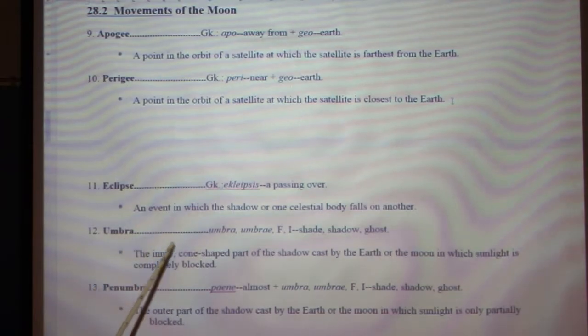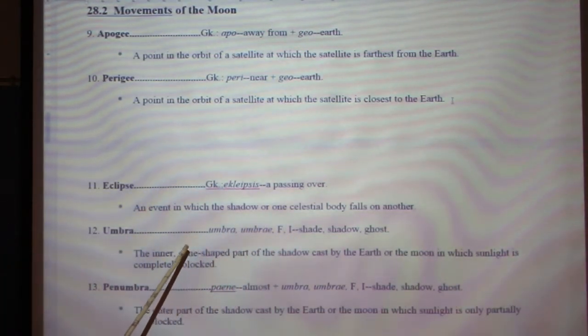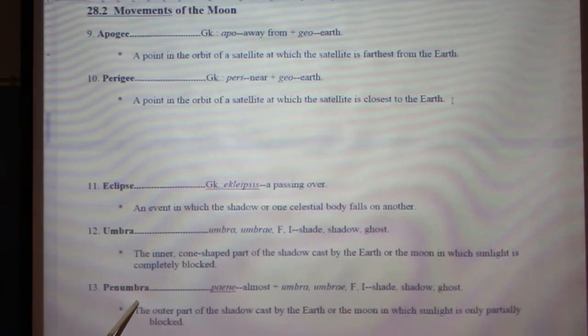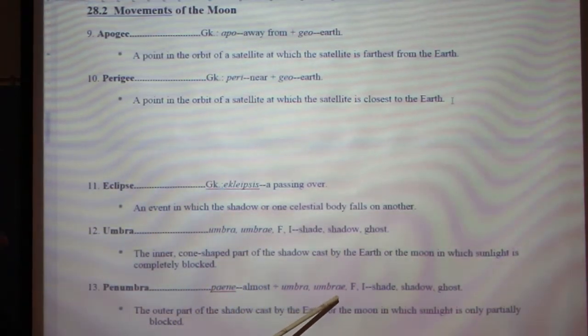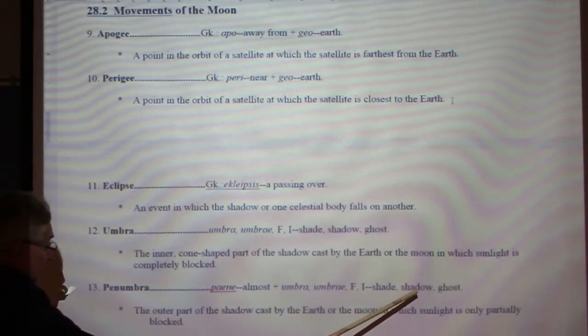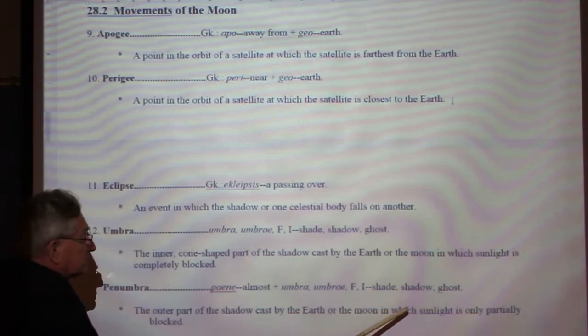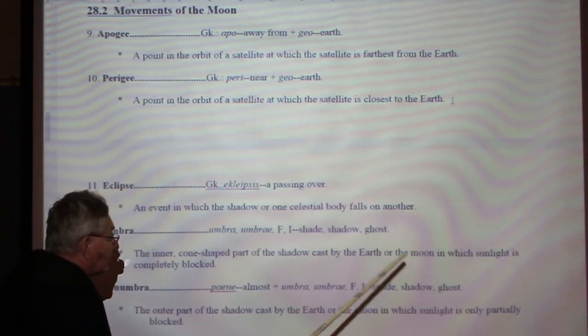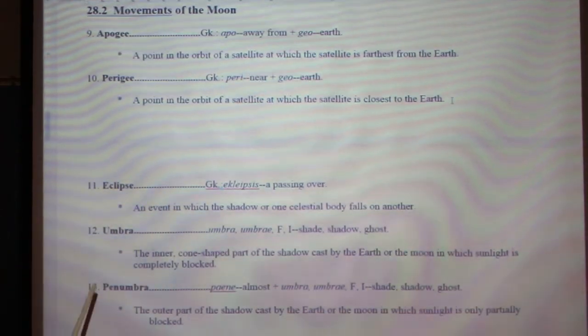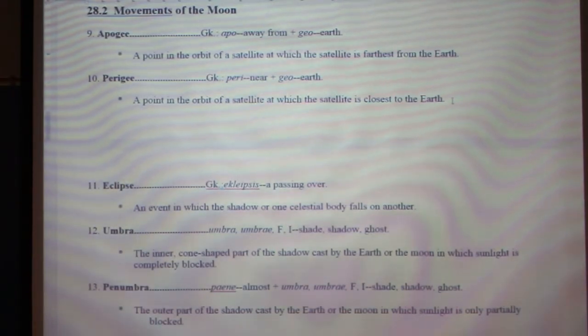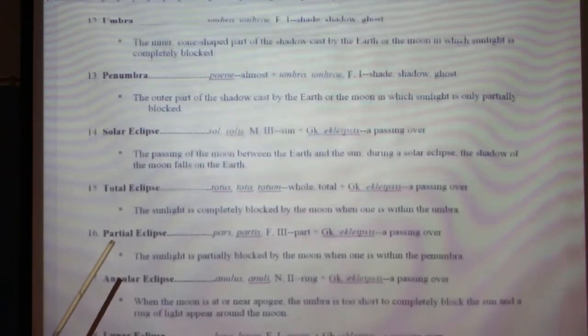Now, if you're not in that complete shadow, the outside of that shadow is called a penumbra, almost an umbra: shade, shadow, ghost. The outer part of the shadow cast by the Earth or the moon, in which the sun is only partially blocked. If you could go up, please, and get solar eclipse to the top.